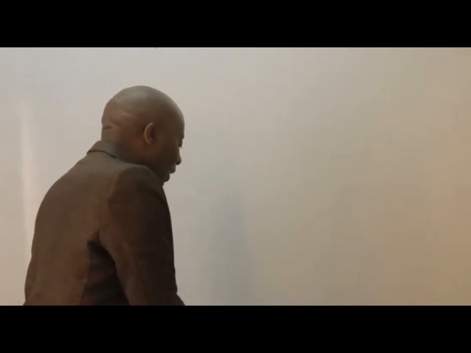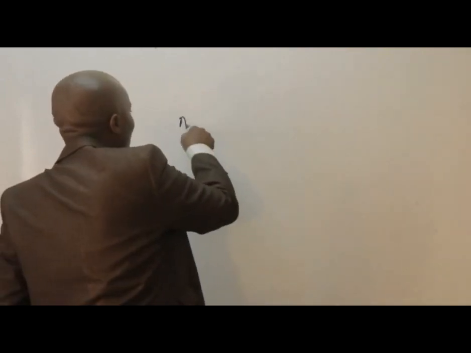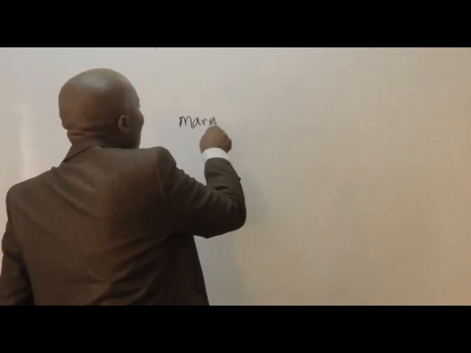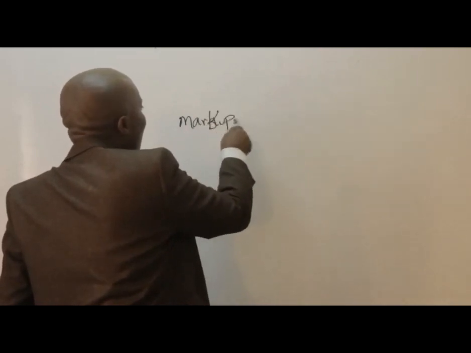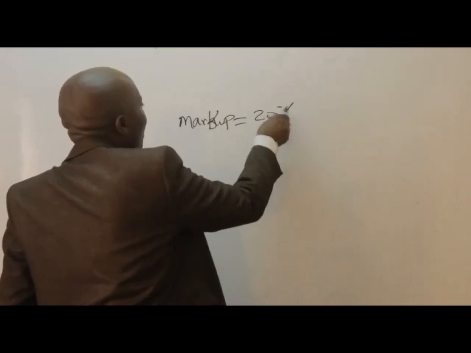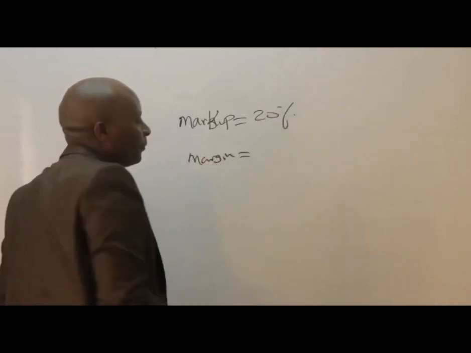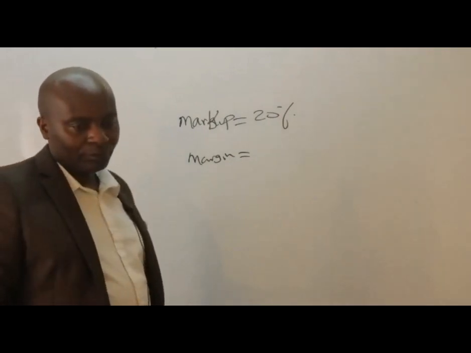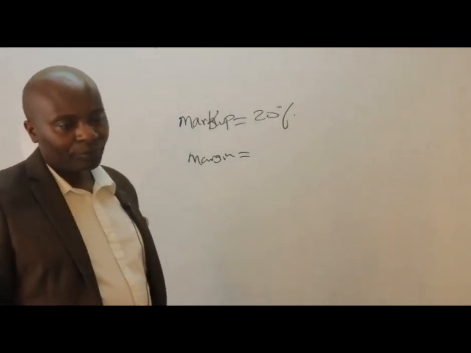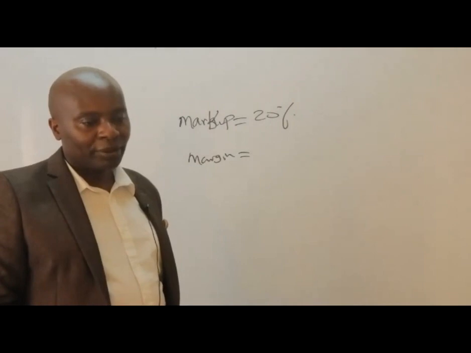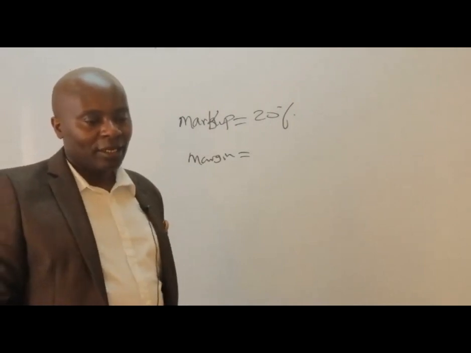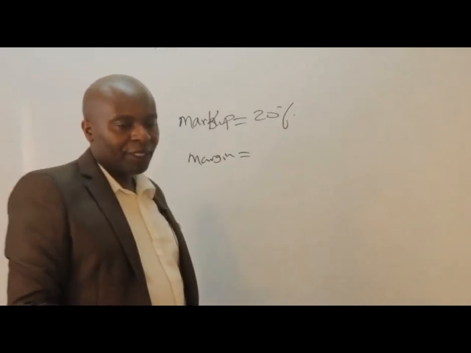So what if, for example, you go to a question, like there are several questions of this nature, and you realize that this examiner has told you that markup is 20%? Then what do you think will be the answer for margin? If markup is 20%, margin.